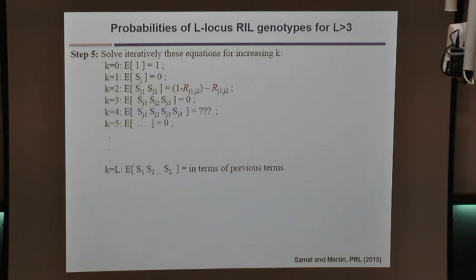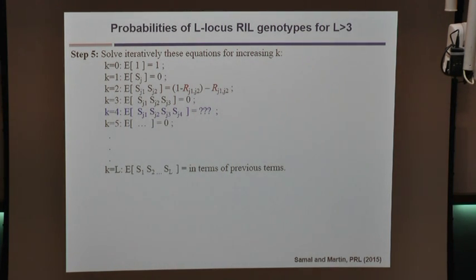And step 5 is one of the simplifications you should note: you have all the spin products up to loci L, but all the odd spin products vanish. Only the even spin products remain. And for the 4 locus case, which I am interested in, we already know the 2 spin product, and it's given by this formula.